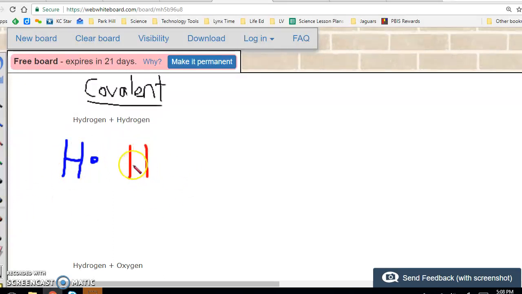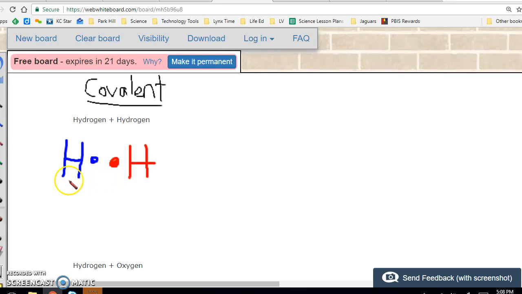So with covalent bonds, we're sharing, and there's two different ways that you can show this. Hydrogen is not really in a family, but it has one valence electron. This hydrogen has one valence electron. This hydrogen atom has one. They both want to get two, so their shell is full. Since they're nonmetals, they have to do a covalent bond.